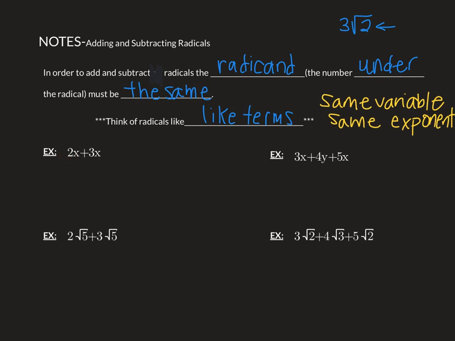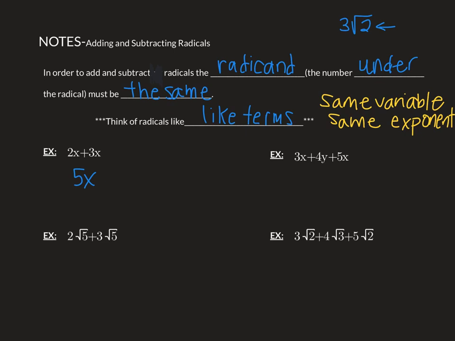So let's go back. 2x plus 3x, are they like terms? Yes. And if I were to add those together, I have 2 of one thing, 3 of the same thing. How many of the things do I have? Well, I have 5 of those things, so I have 5x.